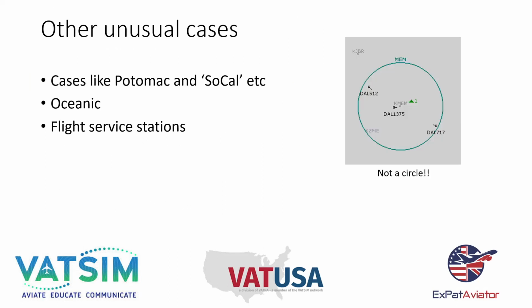A few other unusual cases that you'll see, like Potomac approach in Washington or SoCal. Tools like VATSIM will show, here we've got Memphis, this was all that was online at the time. They just show a straight circle of a fixed distance from the main airport. But you know, even Atlanta approach, they cover much more than that circle on the map. So just double check. And in this video, I'm not going to talk about flight service stations and oceanic. That's a whole other topic for another time.